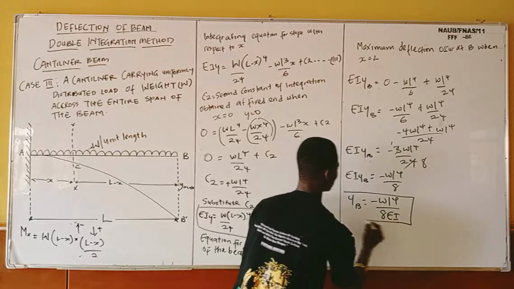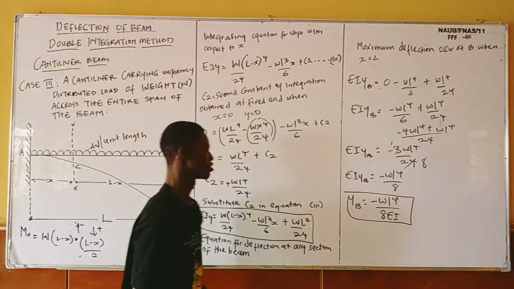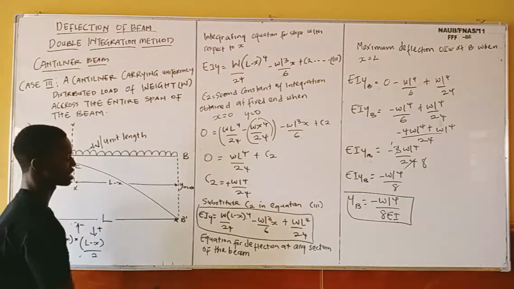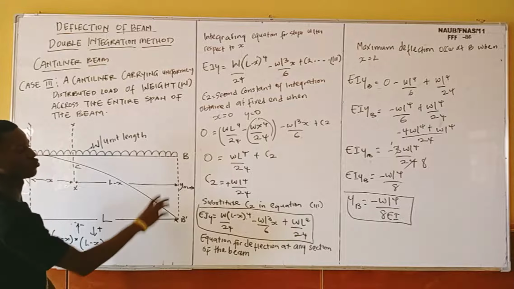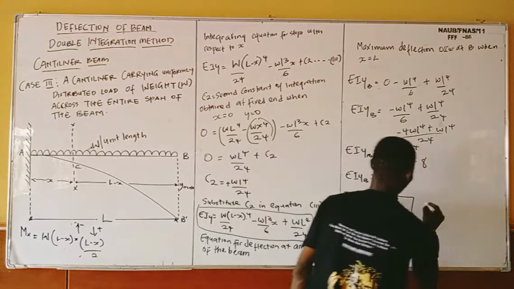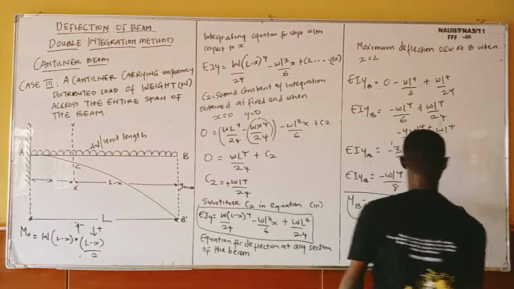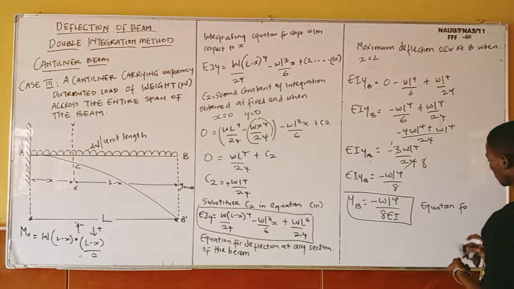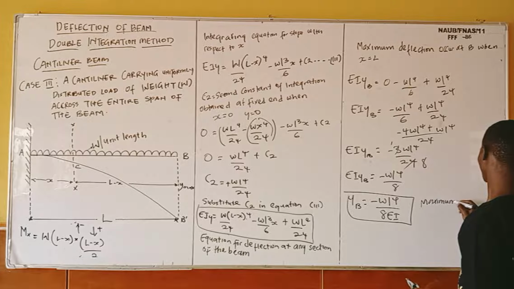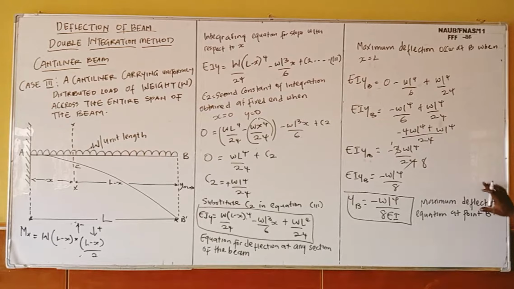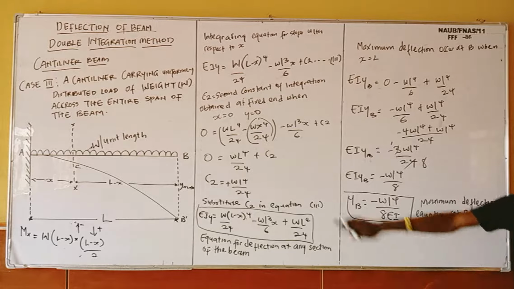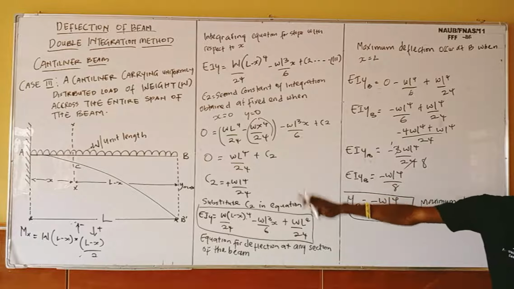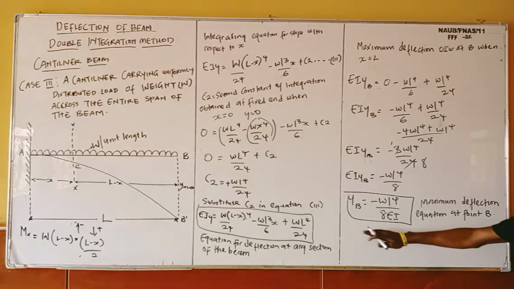And this equation is the equation for maximum deflection, Y max, at this point, which is at point B. It is the maximum deflection equation at point B, which is where we have our maximum deflection. So this is the last part of this calculation.